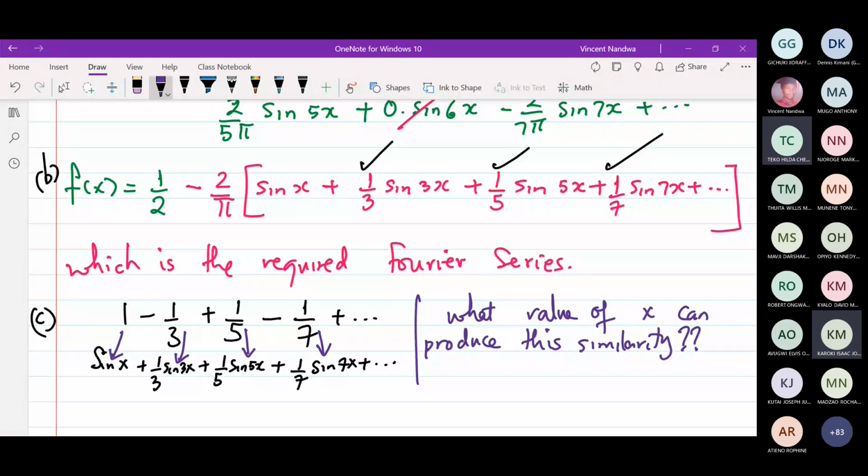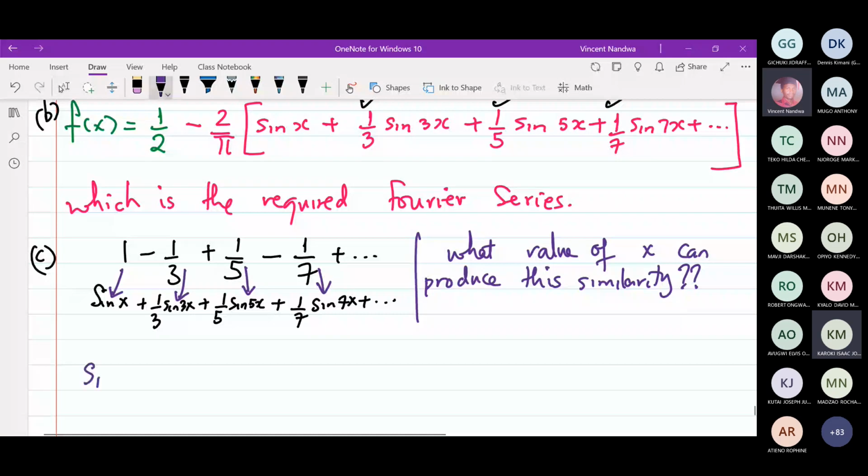Pi over 2. So let's see. We need a condition that makes the first value give us 1. So this means x is sine inverse of 1. So you say the answer is pi over 2. If you fix pi over 2, then the first two terms will agree.